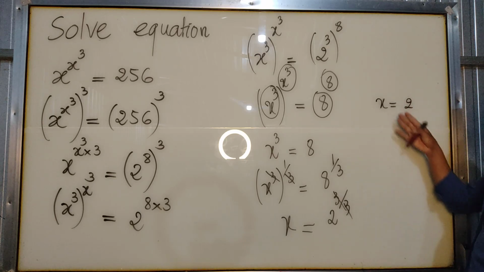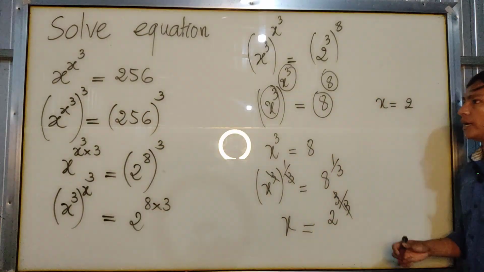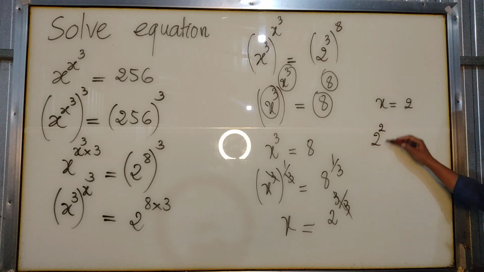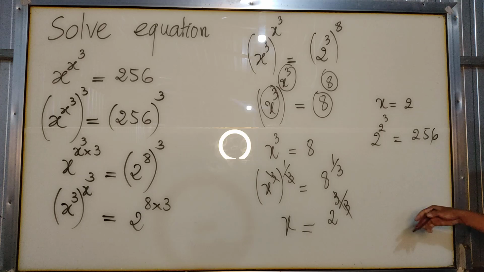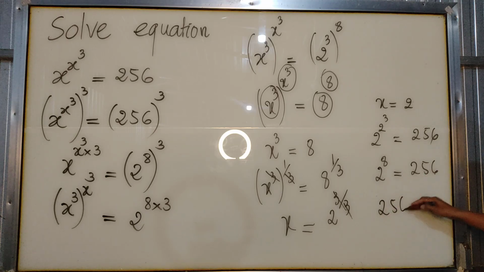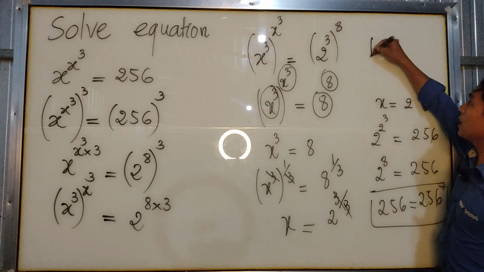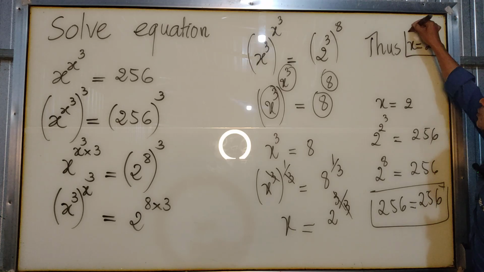So we use the value of x equal to 2 and replace it in this equation. So we get 2^(2^3) is equal to 256, and this equals 2^8 is equal to 256. Now we get 256 is equal to 256, which is true. So x equal to 2 is our solution.